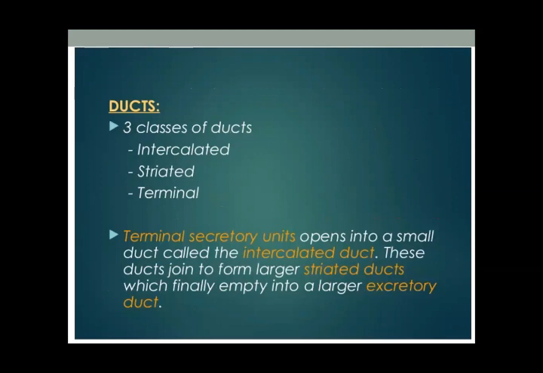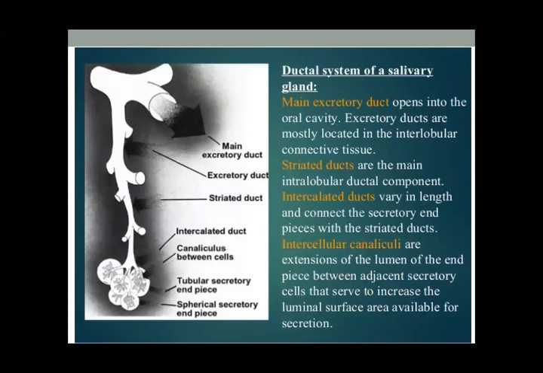This is the ducts. Three types of ducts are present in the salivary gland. Number one is the intercalated, second is the striated ducts, and third is the excretory. Terminal secretory units open into a small duct called the intercalated duct. These ducts join to form larger striated ducts, which finally empty into a larger excretory duct. The system of a salivary gland has a main excretory duct, which opens into the oral cavity. Excretory ducts are mostly located in the interlobular connective tissue. Striated ducts are the main intralobular ductal component.